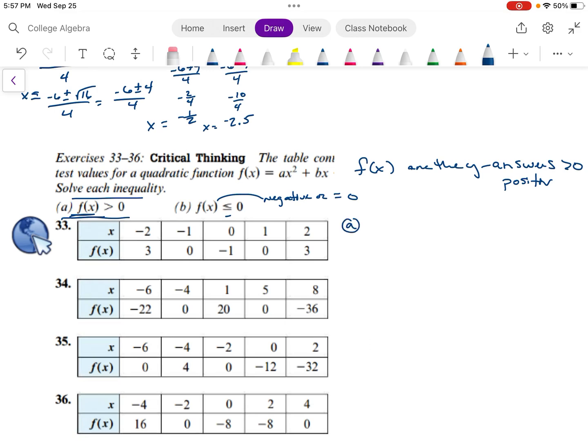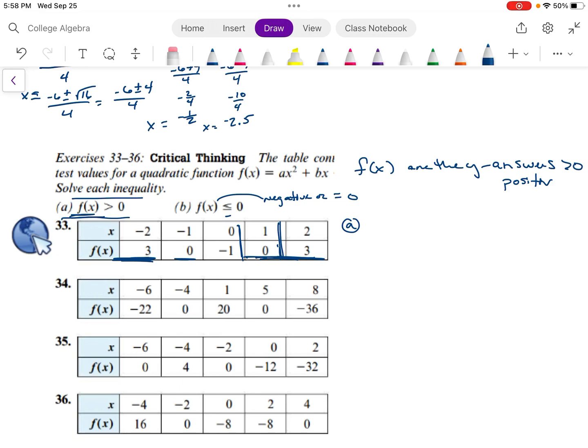When are my y values positive? Well, there's a positive 3. 0 is not positive, so somewhere between negative 2 and negative 1, it stops being positive. And then on the other side of here, we pick up being positive again somewhere right about there, right on the other side of 1. So when are they positive for the part A part?